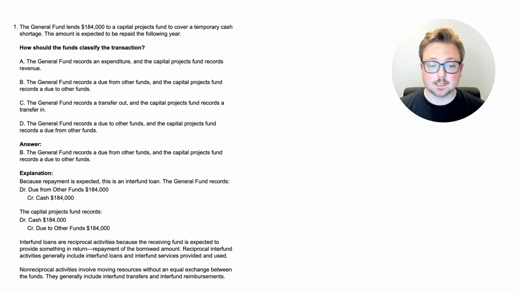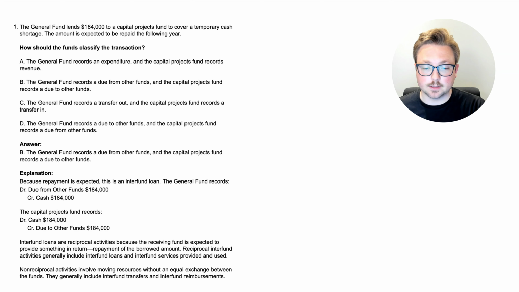Okay, here we are. The answer is B. The general fund is going to record due from other funds, and the capital projects fund records due to other funds. Let's go through this. Because repayment is expected, this is an interfund loan, and we'll talk a little bit more about that in a second. The general fund records a debit of due from other funds for $184,000 and a credit of cash of $184,000. The capital project fund records a debit of cash of $184,000 and a credit of due to other funds for $184,000.